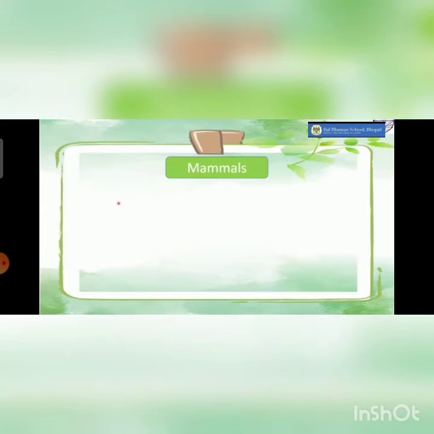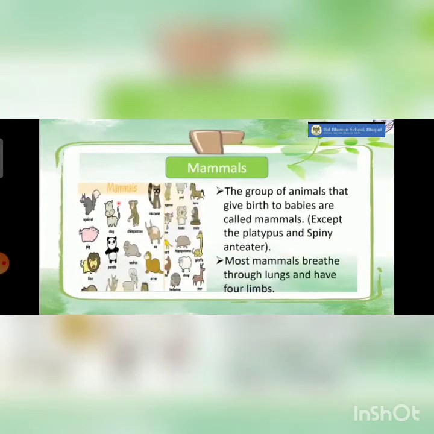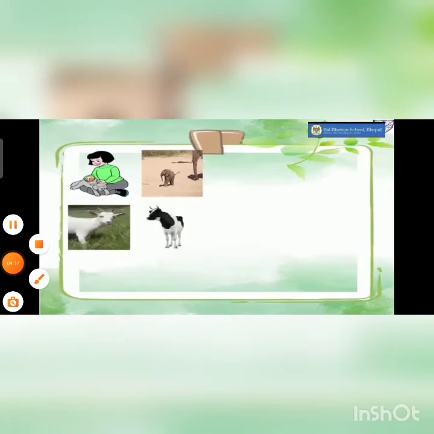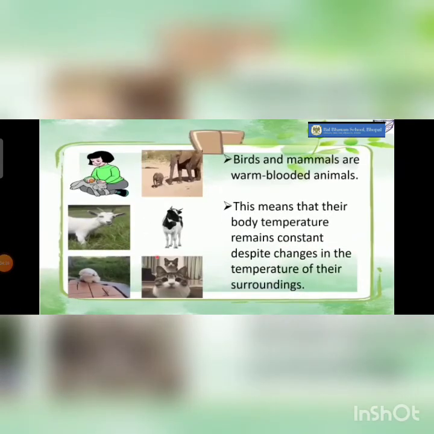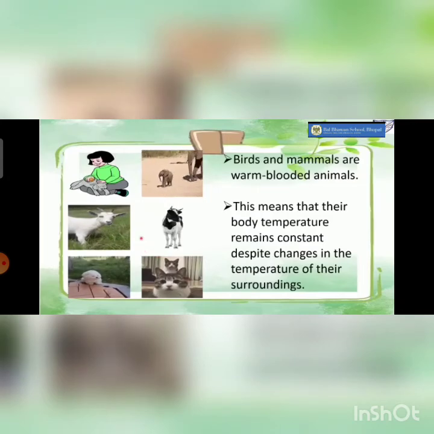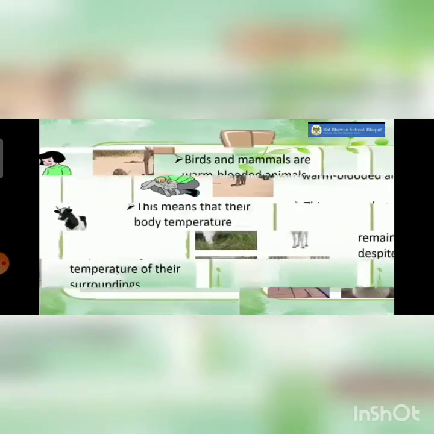The last category of vertebrates are mammals, which we belong to. The group of animals that give birth to babies are called mammals, and the exceptions are always there. Platypus and spiny anteater are the mammals which do not give birth to babies. Mammals breathe through lungs and they move through limbs. Mammals have hair on their body, and they are warm-blooded animals. Warm-blooded means their body temperature remains constant despite changes in the temperature of the surroundings, unlike cold-blooded animals. So mammals and birds are warm-blooded animals.